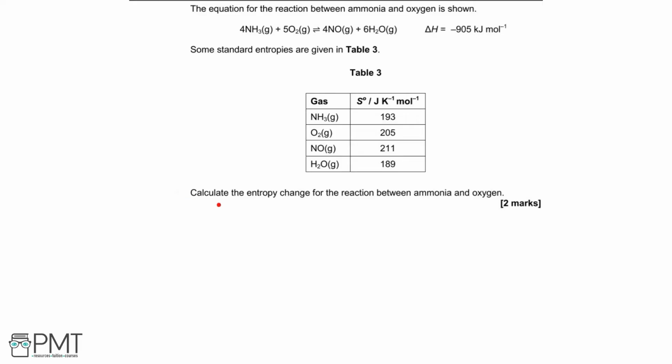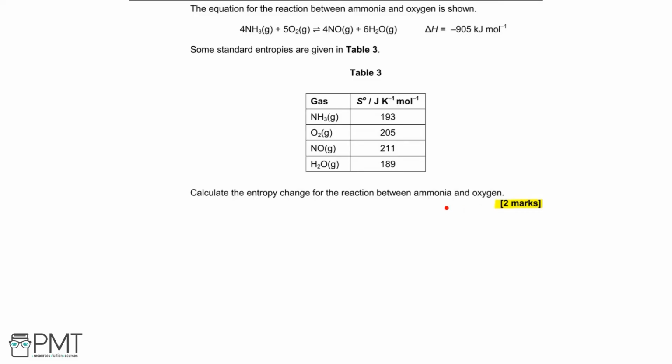Calculate the entropy change for the reaction between ammonia and oxygen. And this question is worth 2 marks. So as it is a calculation question worth 2 marks, we are going to have 1 mark for showing the method we've used to calculate it, and 1 mark for our final answer.